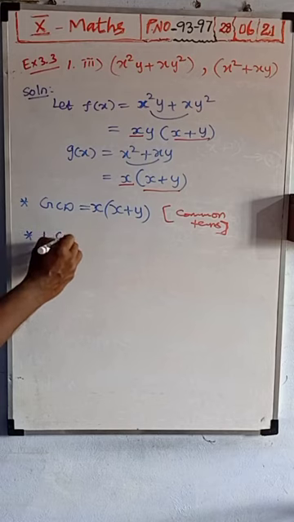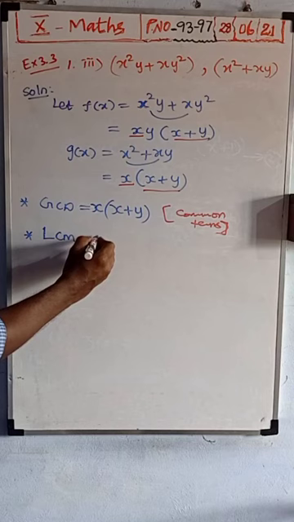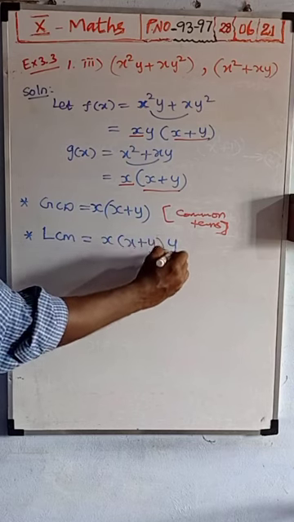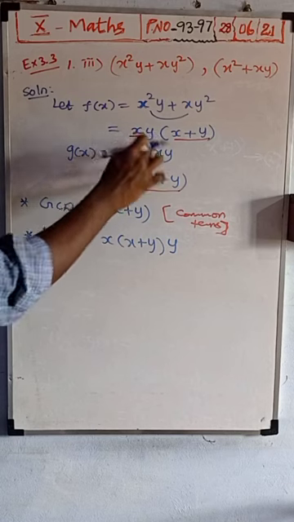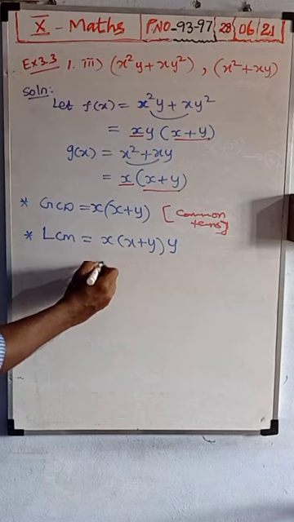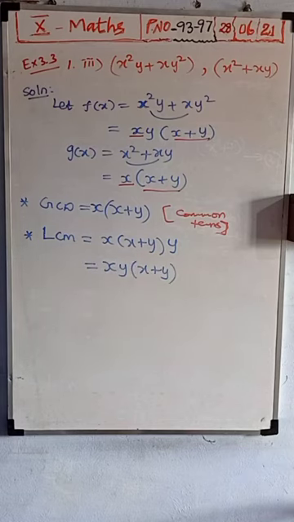Next LCM. LCM means first the common term in both, x of x plus y, into y. Here only one term, y alone, is there, and y is not in the other, even though you still write y. Therefore the LCM is xy of x plus y. Okay, this is the LCM.